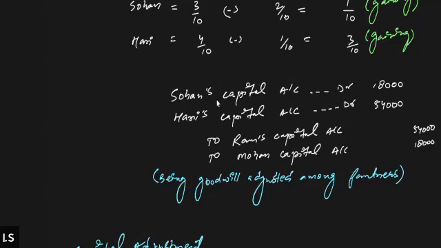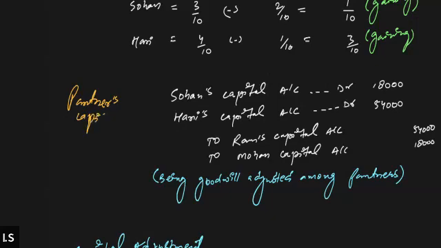Okay. Now see, this is the general entry, but the question is not requiring us to pass the general entry in this question. The question wanted us to prepare the partner's capital account. So that means we need to post the journal entry to the partner's capital account.